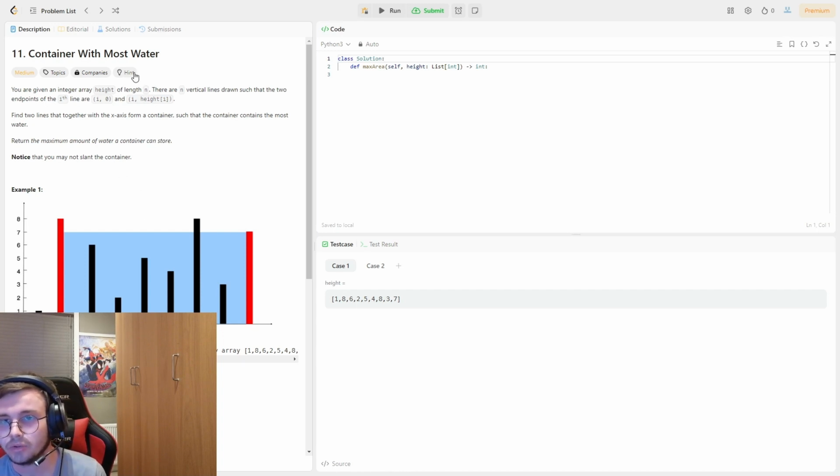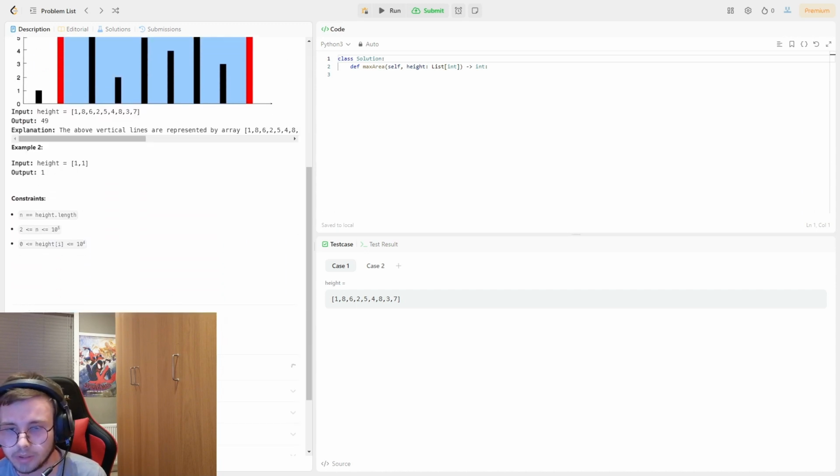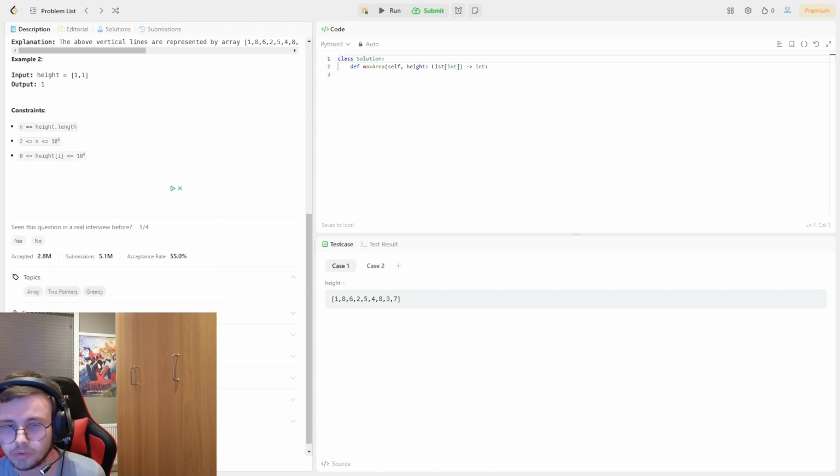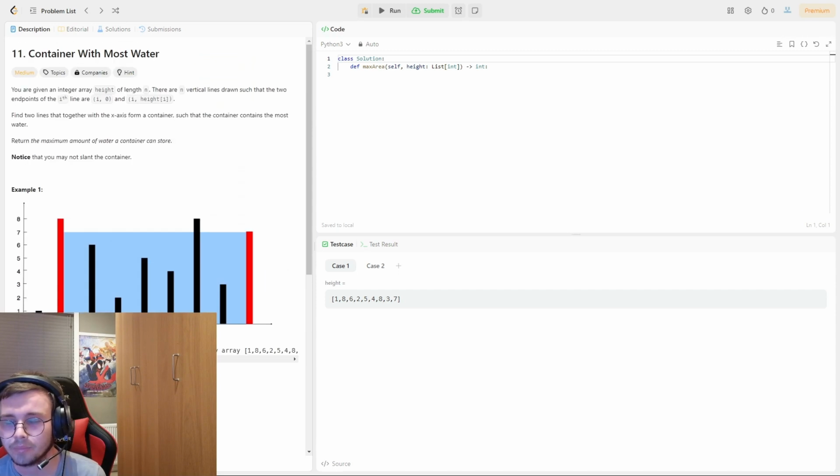I'm seeing here that there's some hints. This is using some topics. Let's see. Two pointers is something that, it was quite a basic sort of concept, but I've not answered many questions that use this kind of technique, I guess you can call it. So I'm going to have a look at the first hint.